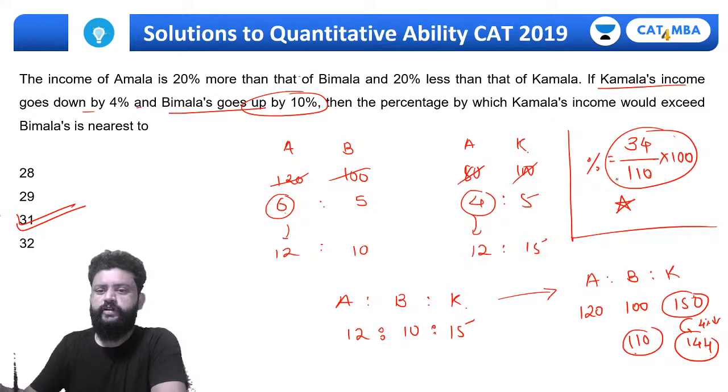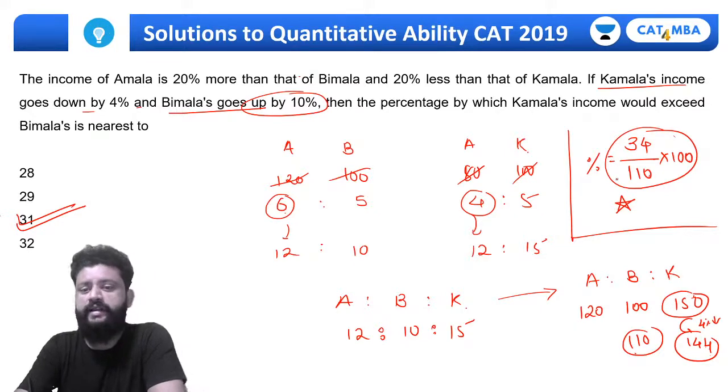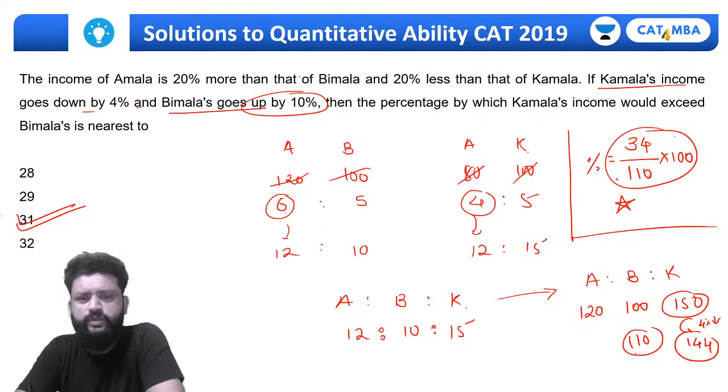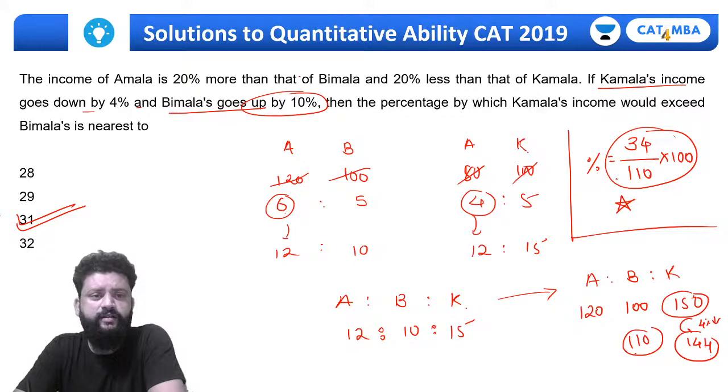So this was a really easy question from percentage and mostly ratio proportion. Percentage was used very basically. Combining the ratios, that's the important thing, that's the trick.